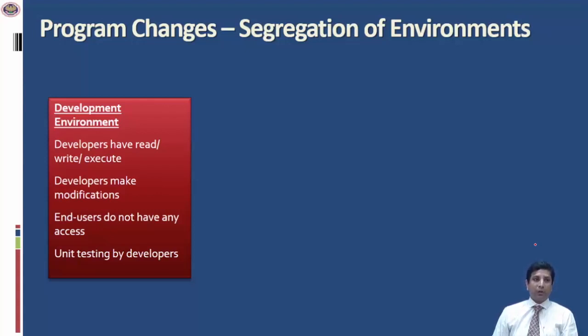In a development environment, typically only the developers or the programmers will have access. They will have access to read, write, and execute the programs. Developers can make modifications and changes to the existing programs. End users normally should not have access to the development environment, and in this environment, the developers also carry out their testing. Once the unit testing is completed by the programmers, the change moves into the test environment.